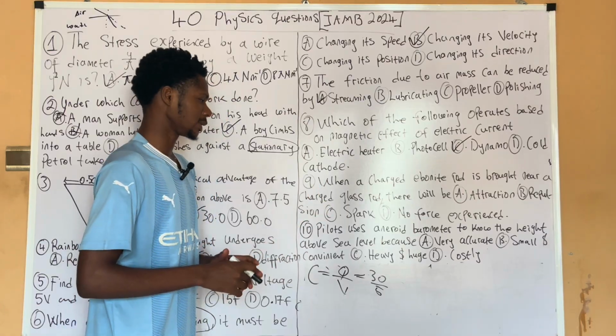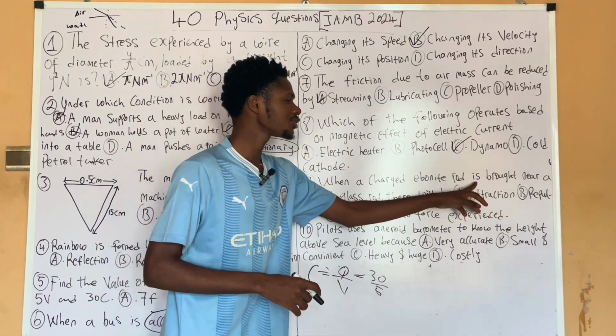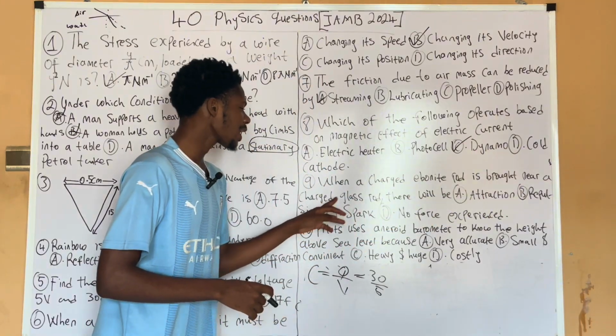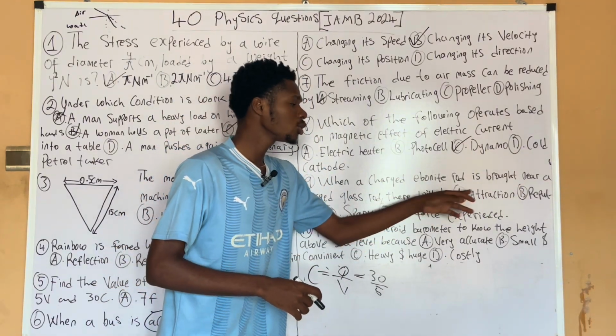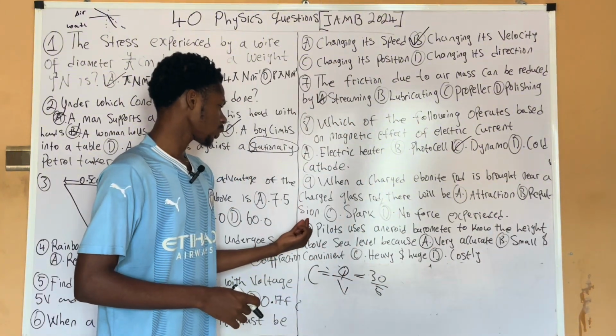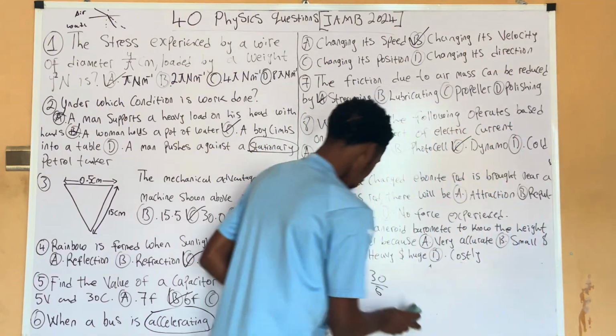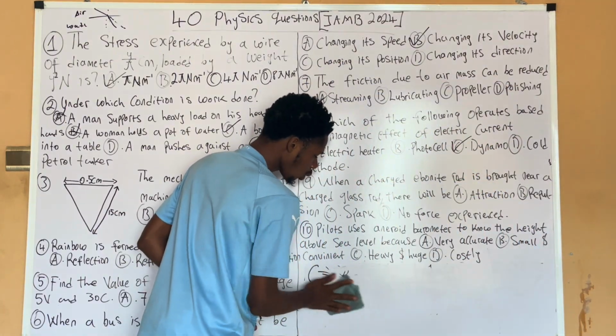How about question 9? For question 9, it says when a charged ebonite rod is brought near a charged glass rod, there will be which of these? Will there be an attraction, a repulsion, a spark, or no force experienced? Now there is something I would like to explain, and I want you all to take note of.